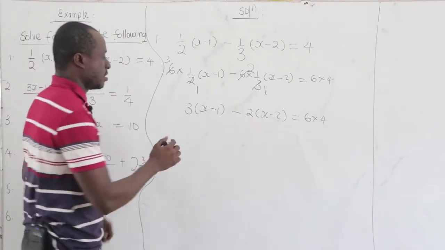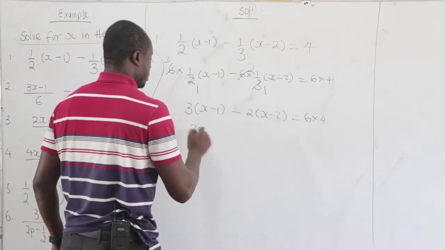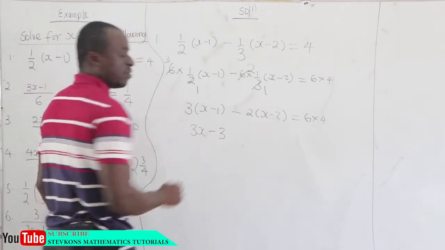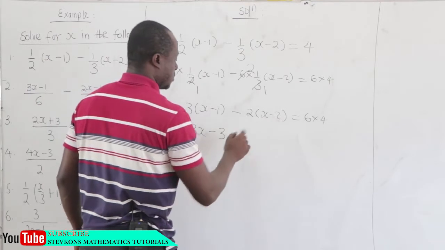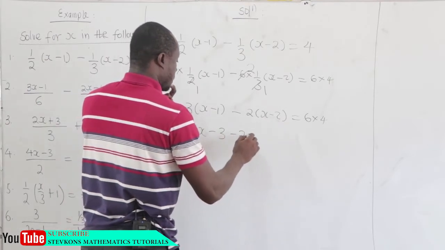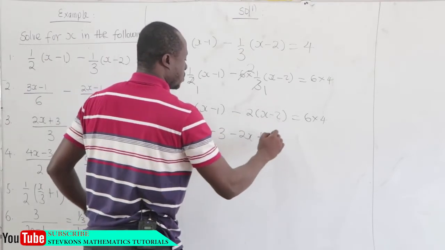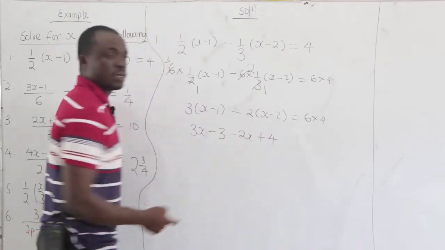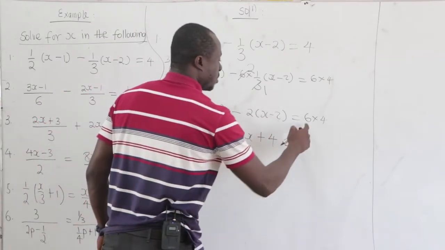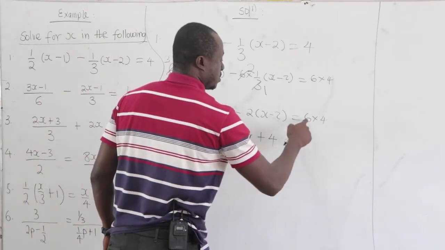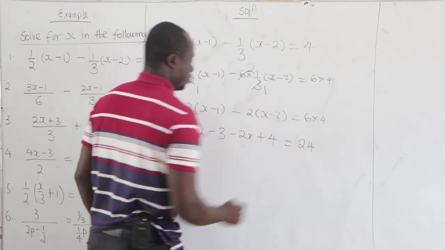3 times x, this is giving us 3x. 3 times 1, we have negative 3. 2 times this x, we have negative 2x. Negative times negative, you have positive 4. 2 times 2, that's 4. Now 6 times 4, that is 24.